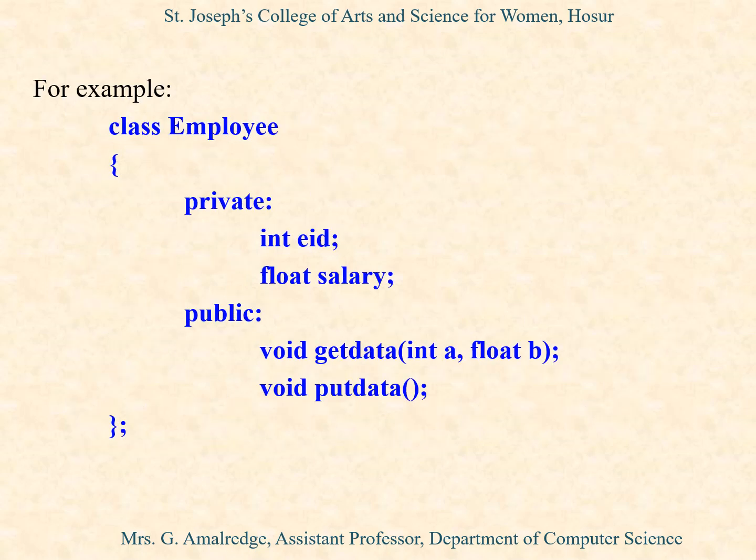Here is an example for class declaration. We are creating one class called employee. In that class, we are declaring two data members in private mode. Those members are EID and salary, and two member functions getData and putData are in the public access specifier. And the class ends with a semicolon.